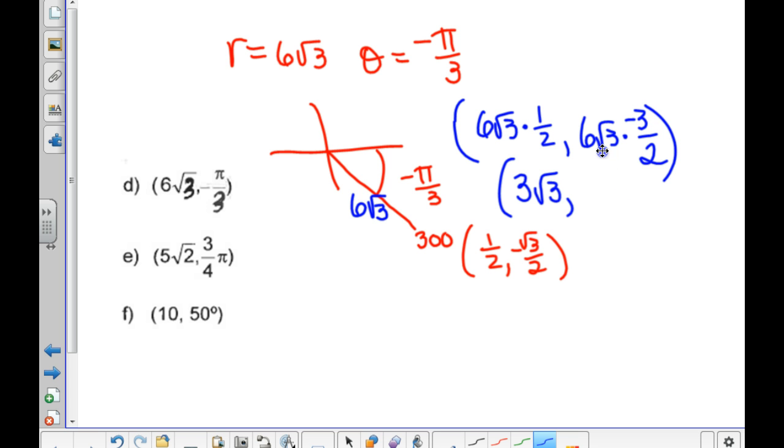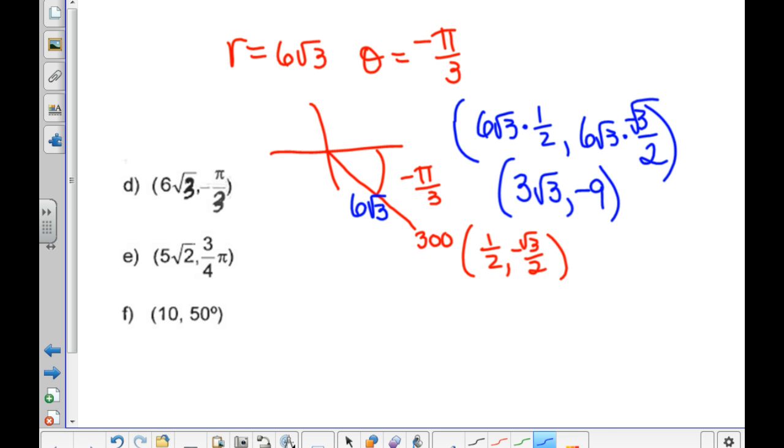All right. And this is 6 square roots of 3. Oh, I lost my square root. I don't know what happened to it. Sorry. What's square root of 3 times square root of 3? 3 times 6 is 18. Divided by 2 is? This should be negative 9.